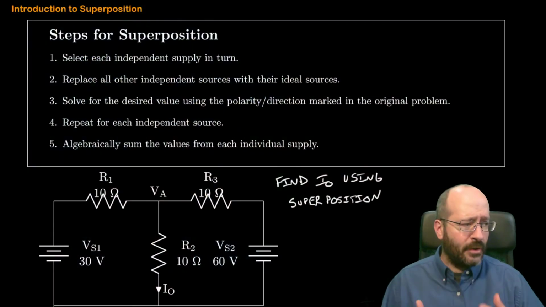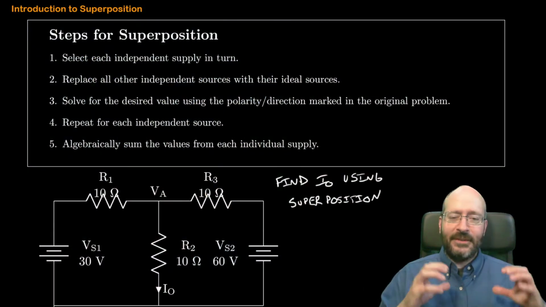Superposition can be stated in this way: any voltage or current in a circuit is the algebraic sum of the voltages and currents caused by each independent supply by itself. Okay, so there's that word algebraic again. We have to consider sign, and we have to break up the problem into what I call subproblems, and we're going to have the same number of subproblems as we do independent supplies in the circuit. Okay, so let's start by looking at an example because I find that's the best way to get this into your brain. Okay, so here's our first example.